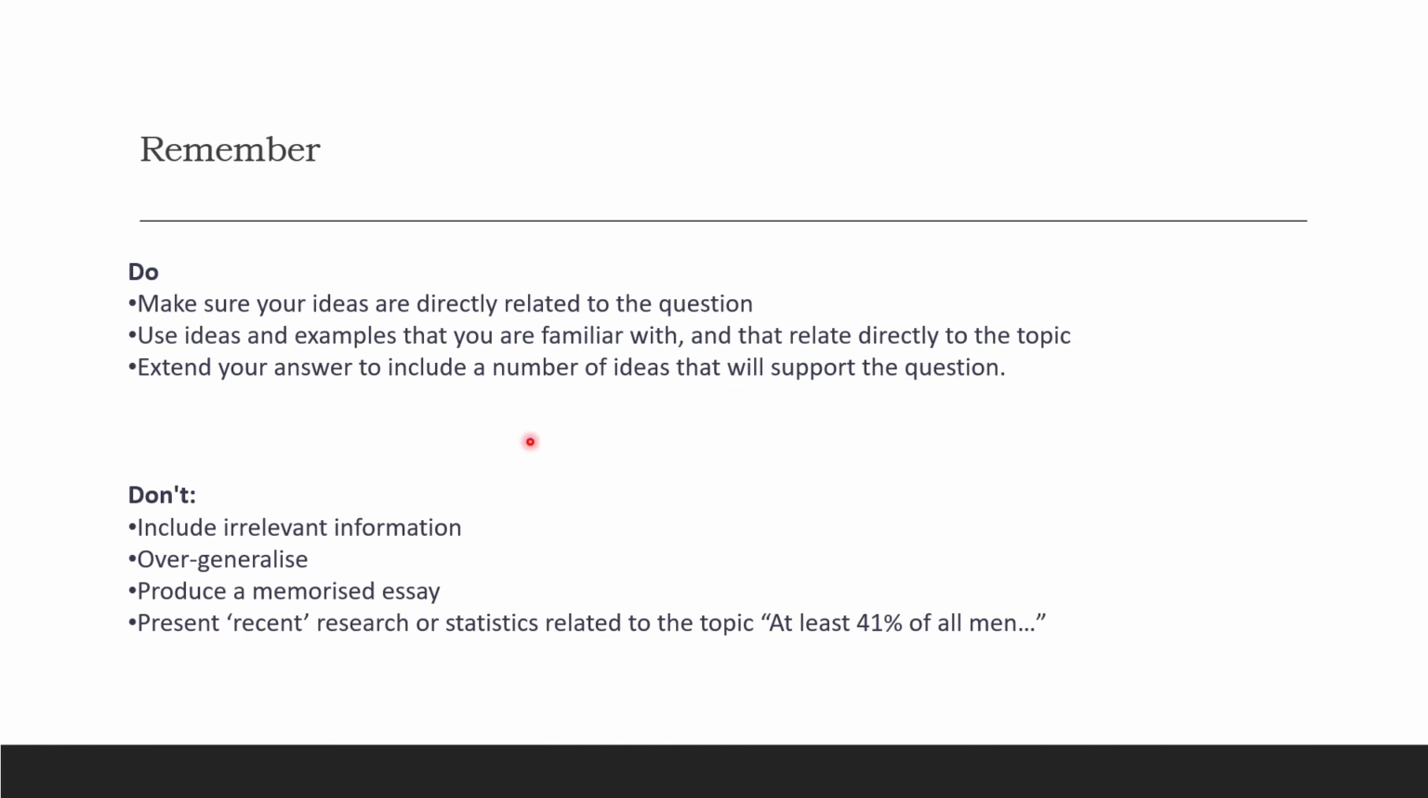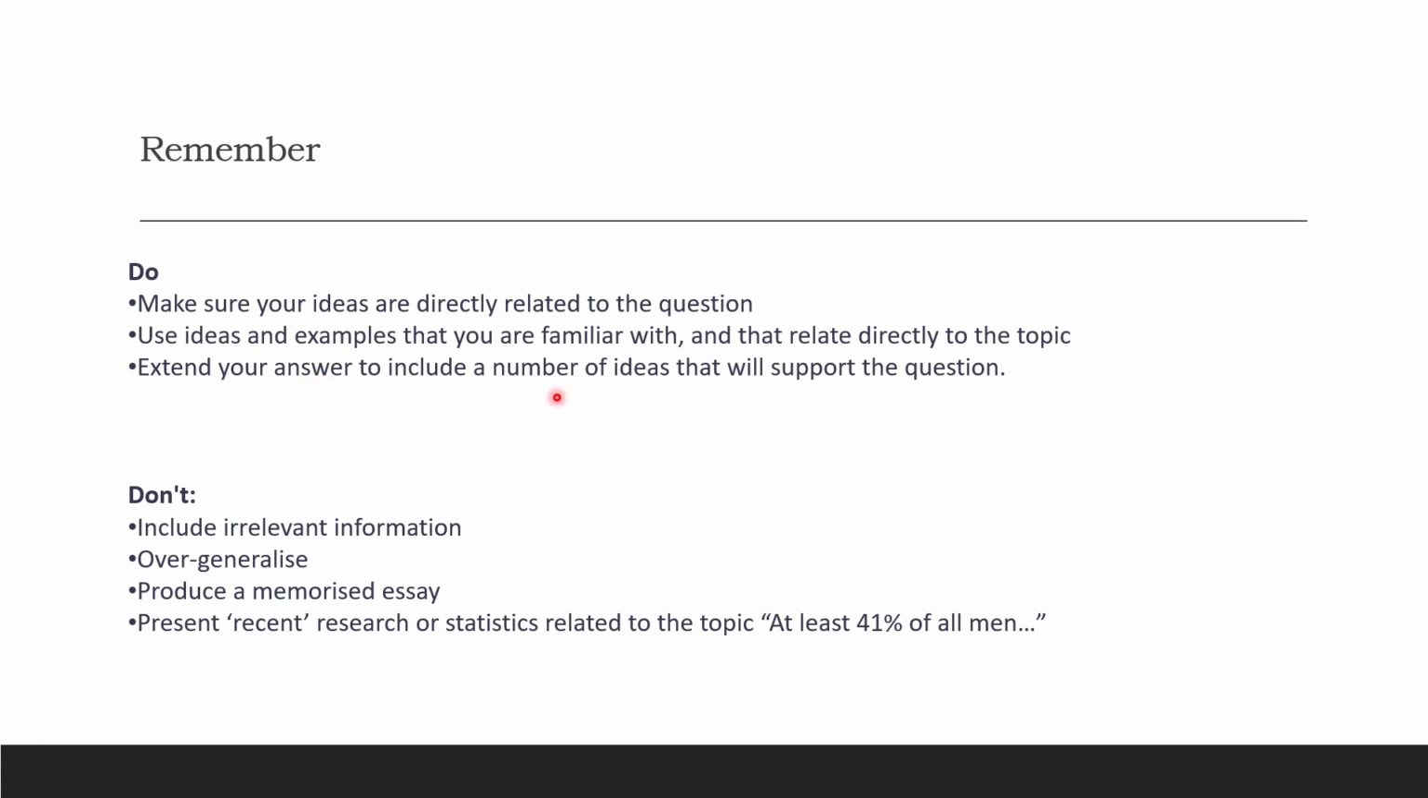Here are some do's and don'ts also, which you must take care of while attempting your IELTS writing task. Make sure your ideas are directly related to the question. Don't add on any points which are not directly related, because that would not be good for scoring a good band score. Use ideas and examples that you are familiar with. Don't try to put anything that you're not aware of and that relate directly to the topic.